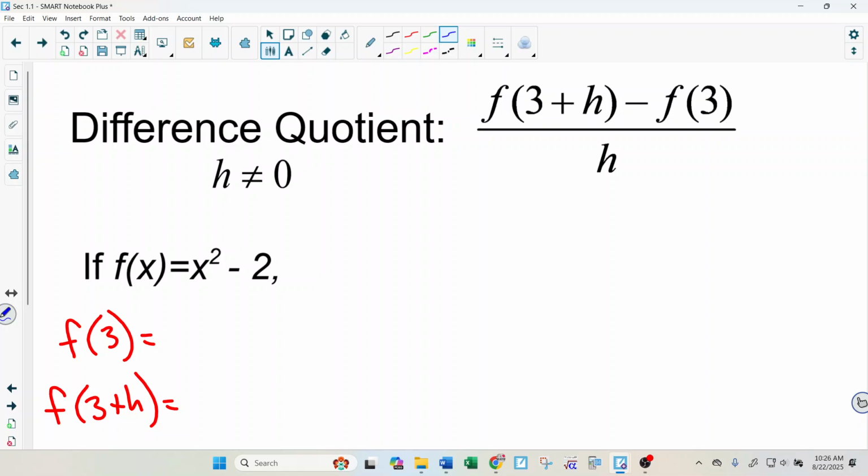Now, once you do a couple of these, if you get pretty good, you don't have to write them down over there. You can just go right to the difference quotient once you start understanding what you're doing.